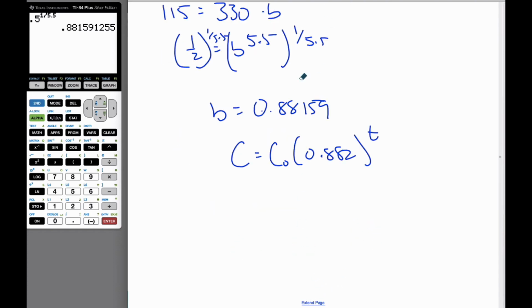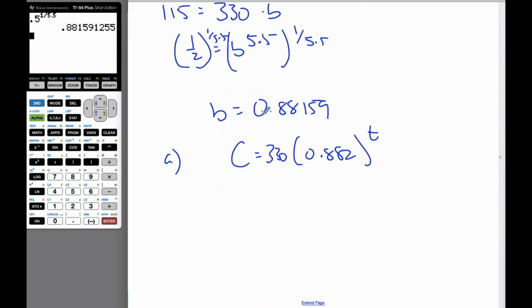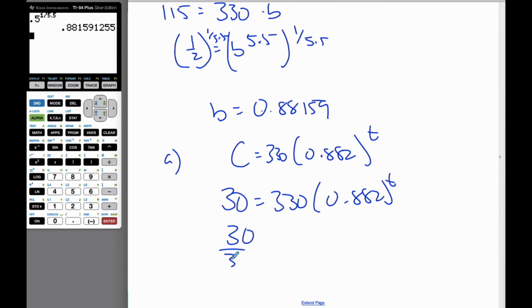Well, for this particular scenario in Starbucks, I'm talking about a mug that is 330 milligrams. And so this is my model that I'm going to have. And I want to find out how long before there's 30 milligrams of caffeine in our system. Well, that's 30 is equal to 330 times 0.882 to the power of t. So I'm going to divide by 330. And it's equal to 0.882 to the t.